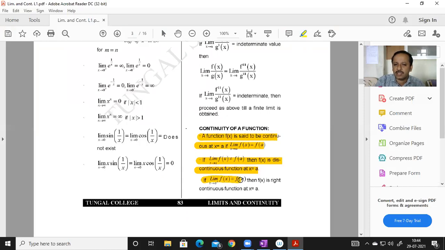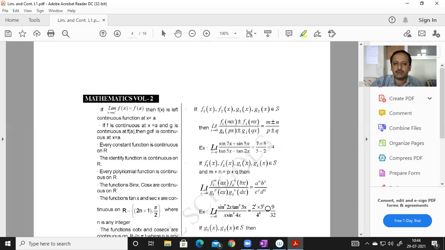If the limit as x tends to a plus of f of x equals f of a, then f of x is right continuous at x equal to a. If the limit as x tends to a minus of f of x is equal to f of a, then f of x is left continuous at x equal to a. Then observe, if f is continuous at x equal to a and g is continuous at f of a, then g circle f is continuous at x equal to a.